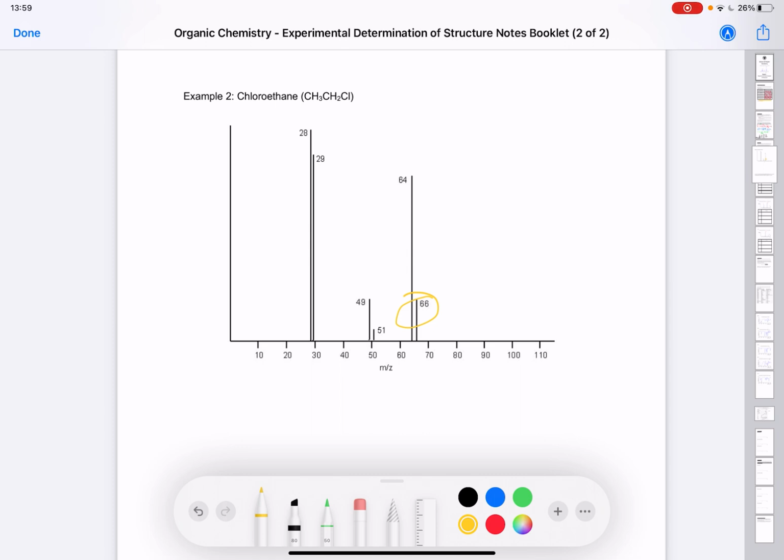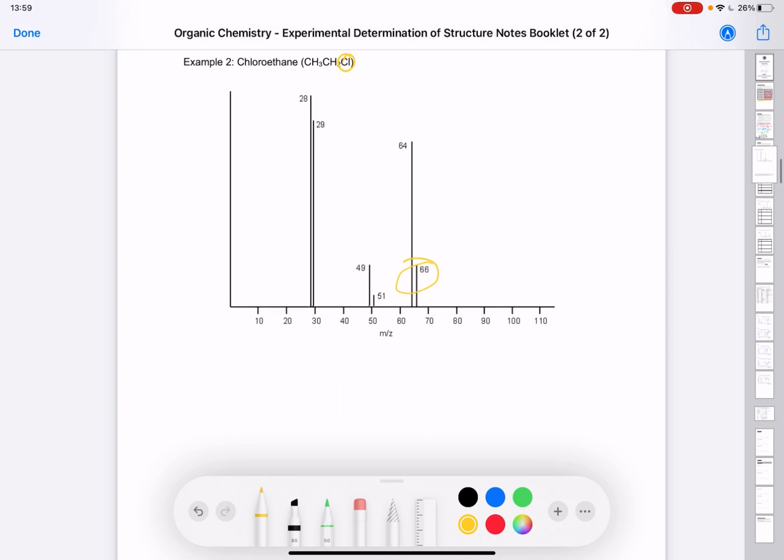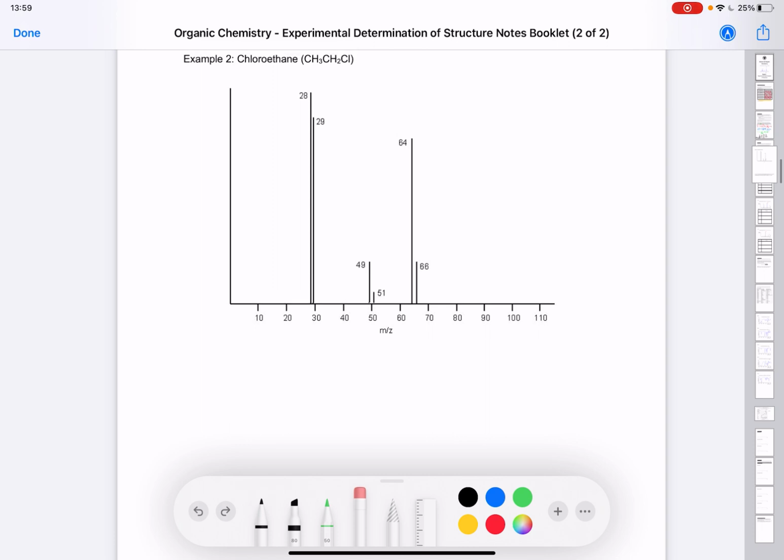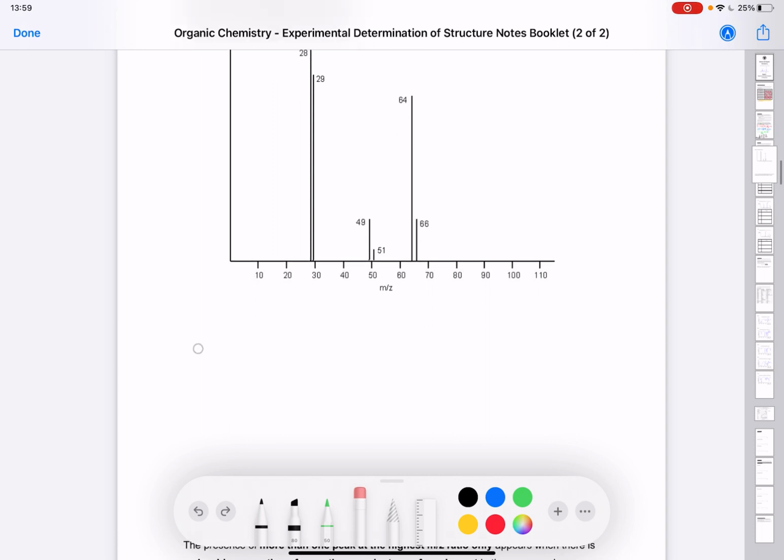And when we look at the example, we've got chloroethane. Chlorine does exist as a mixture of isotopes. We can have chlorine with a mass of 35, or we could have chlorine with a mass of 37. So when we go to look at what some of these ion fragments might be, first thing to do is to always draw out the full molecular structure and look at the molecular ion.